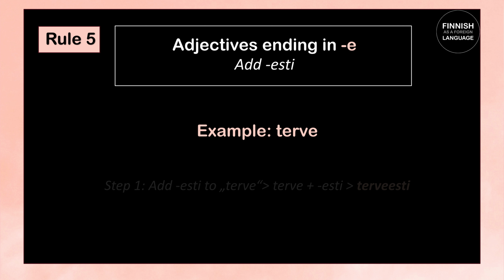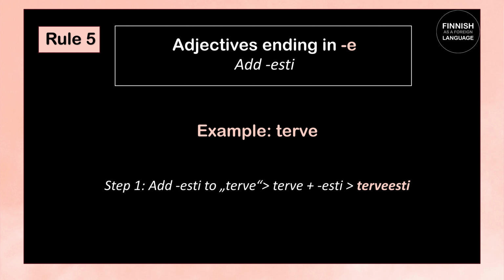We move on to rule number 5, adjectives ending in E. Here we just have to add st. Let's take a look at one example. Terve means healthy. In our one and only step, we just have to add st to terve. So that means we get terve plus st and we receive the adverb terveesti, which means healthy.